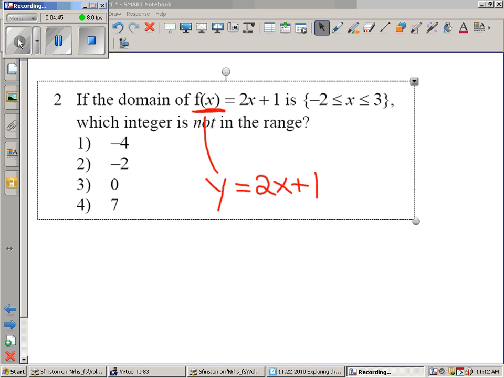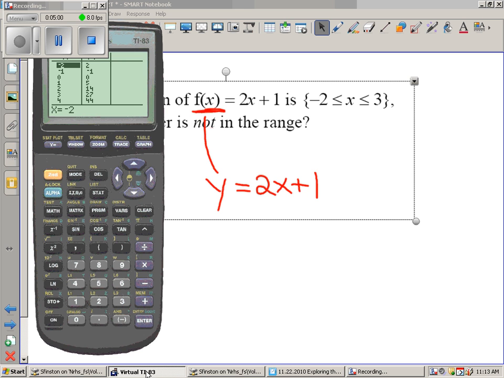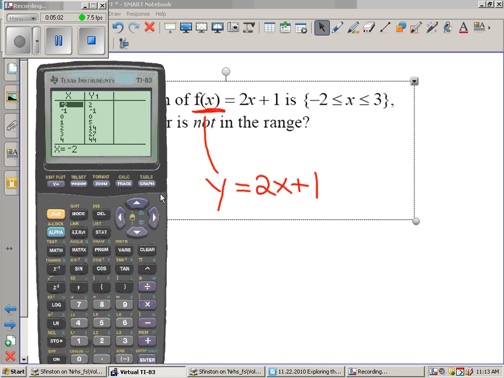So let's talk now. Problem number 2. We talked about that now instead of asking for individual numbers, we're talking about an area of space. Which integer is not in the range? Well, let's use our calculator again.